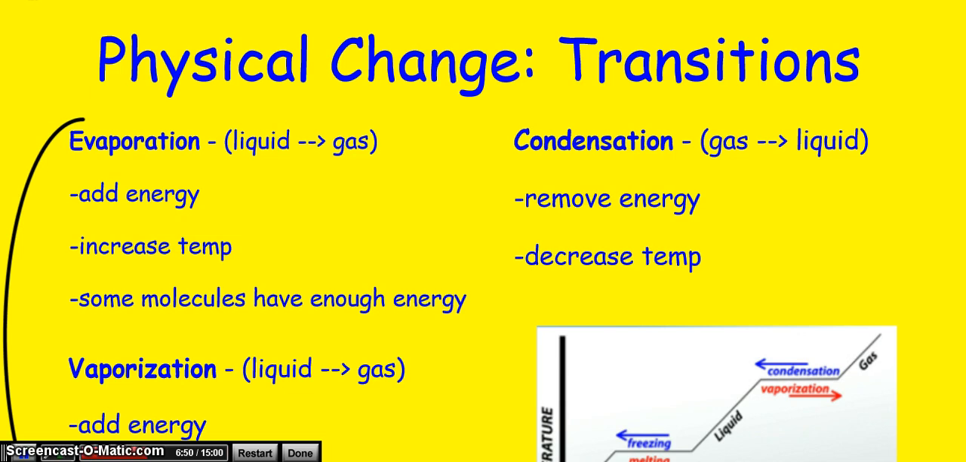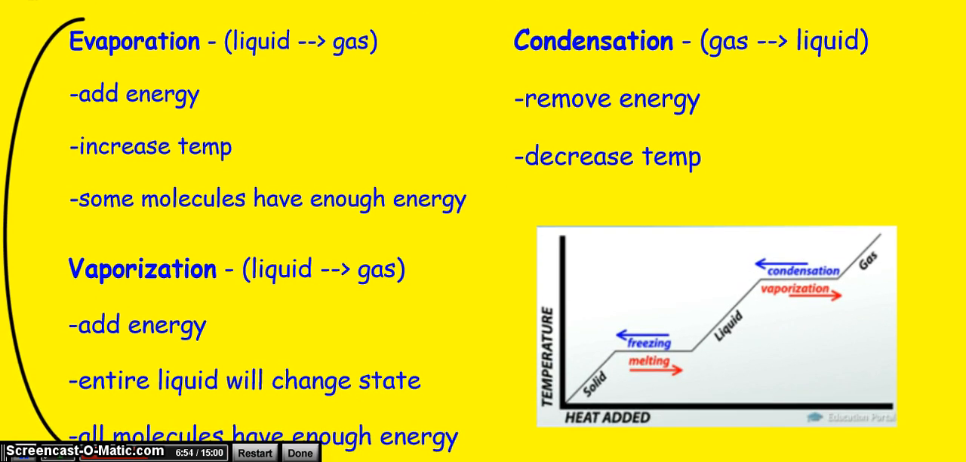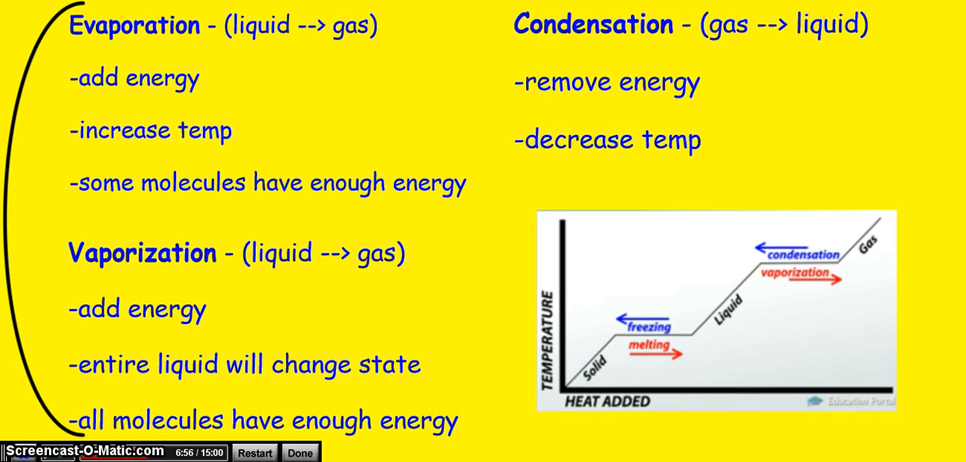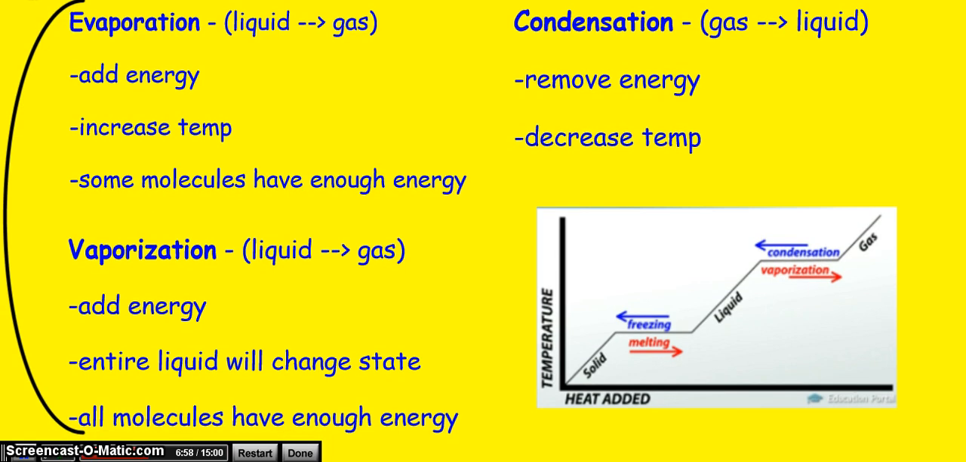So our next set of transitions involves liquids and gases. We have two different ways that we can transition a liquid to a gas, and it's very much about the quantity and the temperature at which you're at. So energy does have to be added in both cases. But in evaporation, that's more like a puddle on the sidewalk. That puddle is not going to reach boiling point.